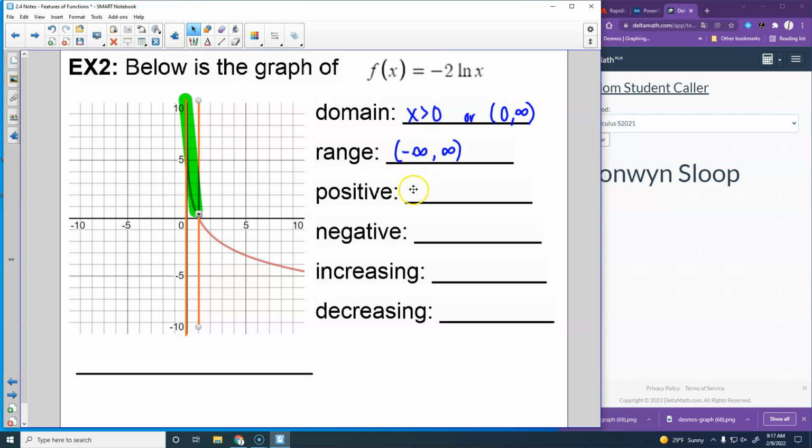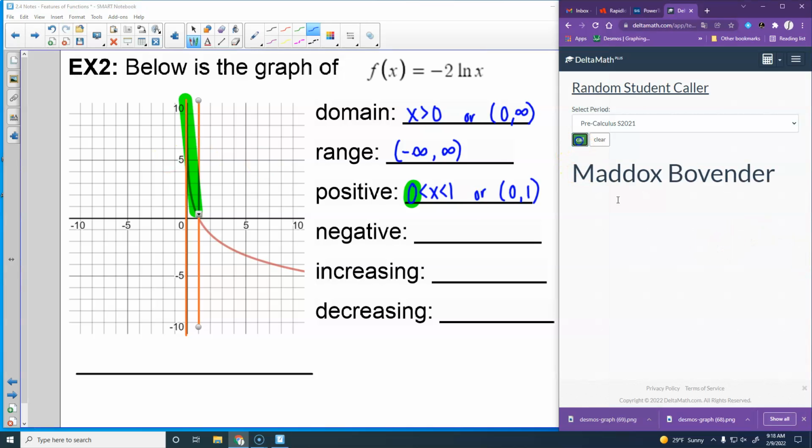So this one would either be, switch back to a pen, 0 less than x less than 1, or you could write it as (0, 1). You don't include either endpoint because you got a vertical asymptote right here. This is where it crosses, so you don't want to use one there. Okay, questions?